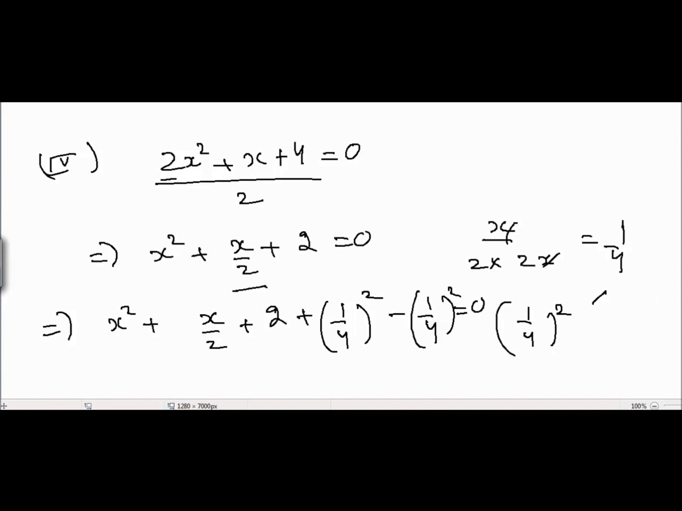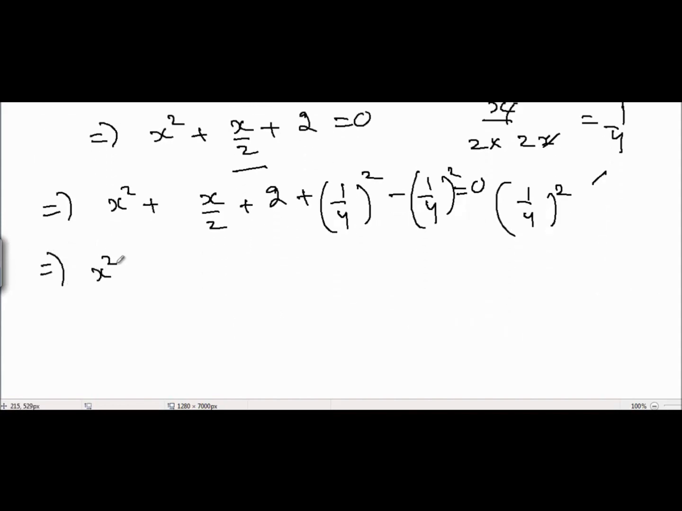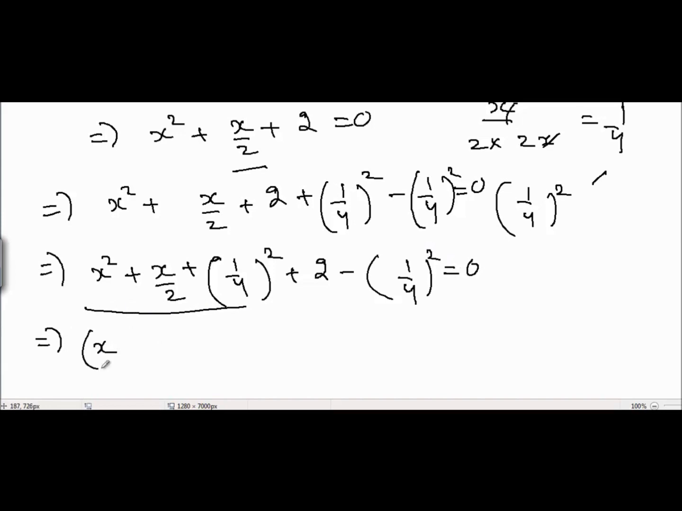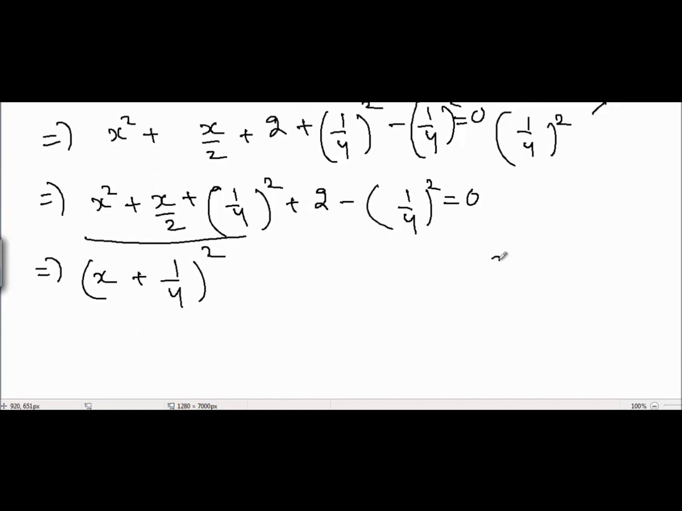Now I'll be just shuffling the terms. Plus 2 plus 1 divided by 4 whole square plus 2 minus 1 divided by 4 whole square is equal to 0 here. And these first three terms can be written like that: x plus 1 divided by 4 whole square. This is because a plus b whole square is equal to a square plus b square plus 2ab here. Here a is x and b is 1 divided by 4. So I get here 2 minus 1 by 16 equal to 0.